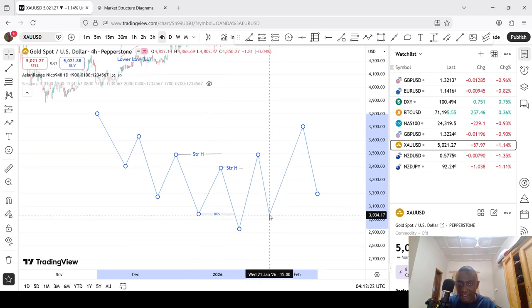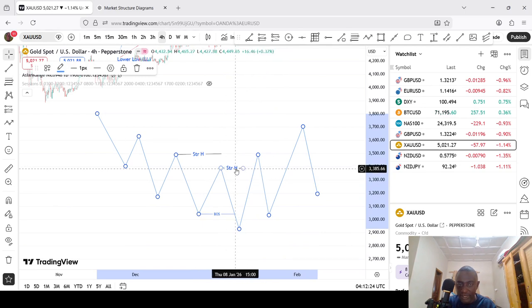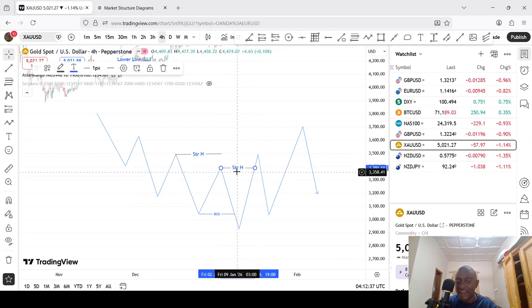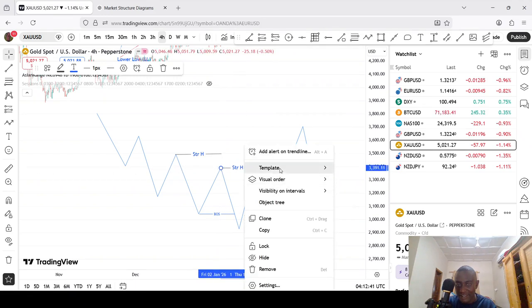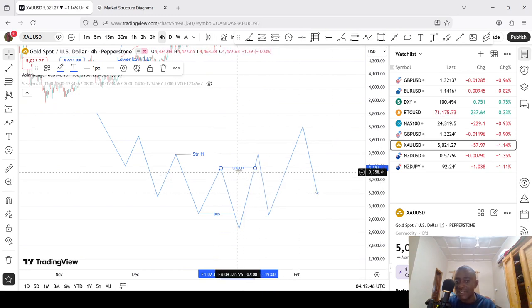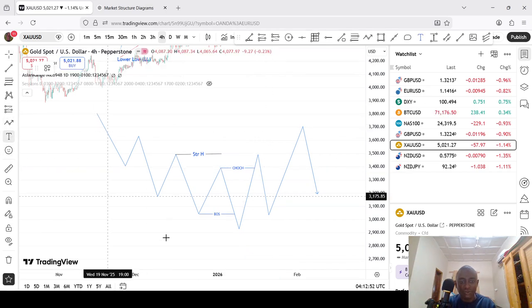So once price breaks this level, this is no more a strong high again. It is no more a strong high again. Now price has changed character. The way it is behaving, it has changed character. So this price line will now be marked as a change of character. CHoCH, change of character. Let me write it in full here so that you know it.